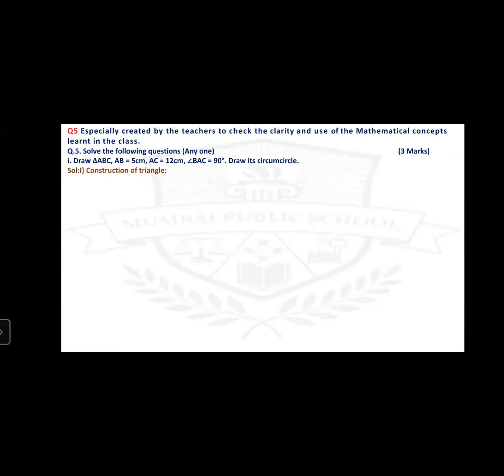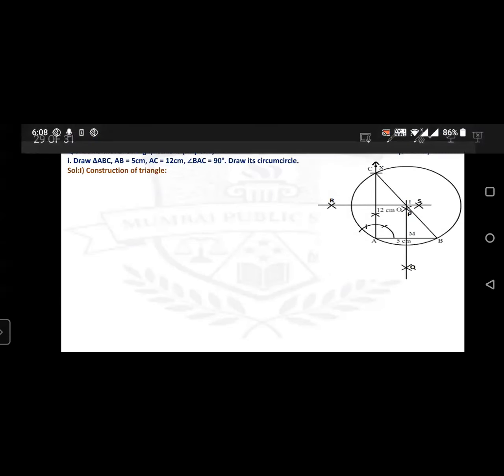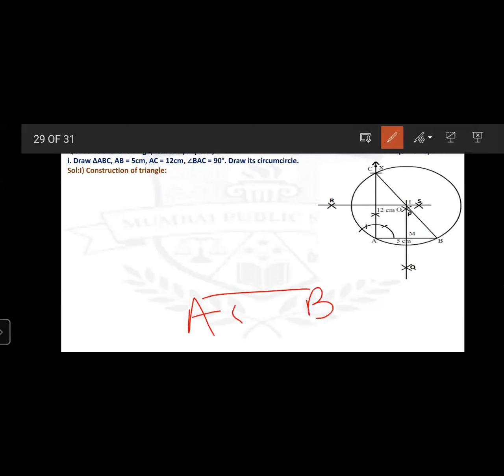Okay, construction of triangle. In this, you have to write the steps. Now this is the figure. First we take a very simple question. AB is given, so AB is equal to 5 centimeters and angle BAC is 90 degrees. So we put the protractor at the point and mark 90 degrees, right? And then AC is 12, so here AC, and then join A to C. So this is a right angle triangle.